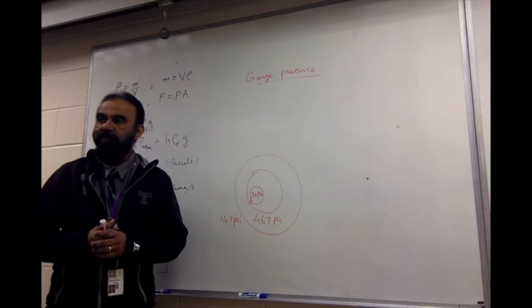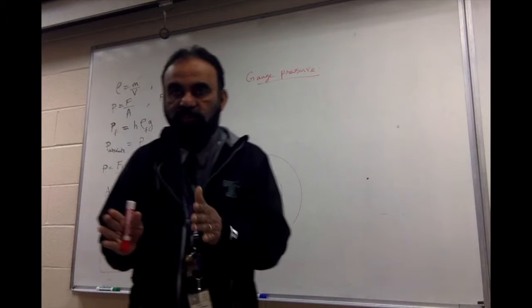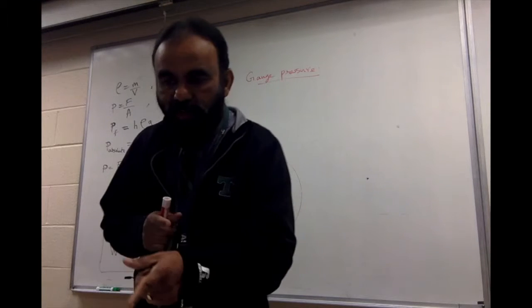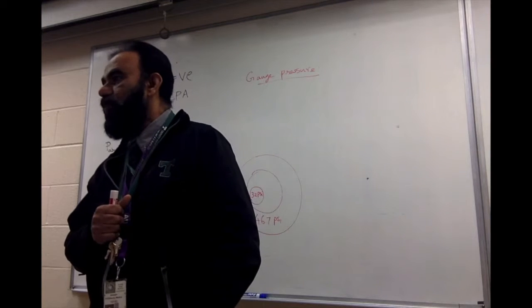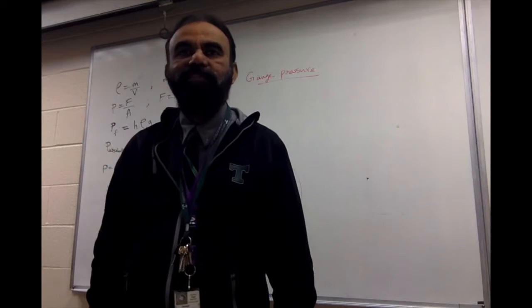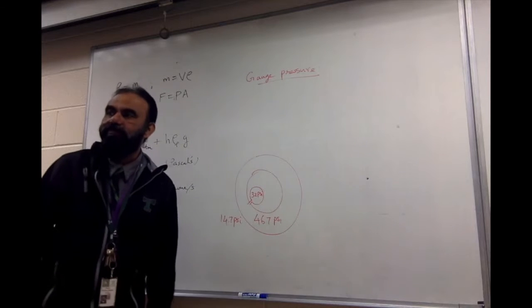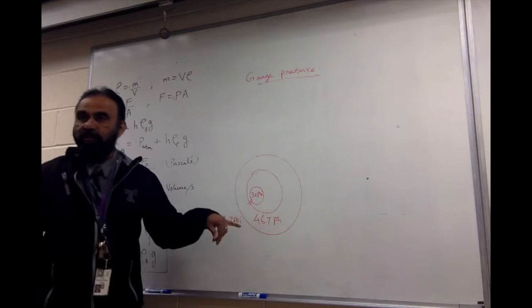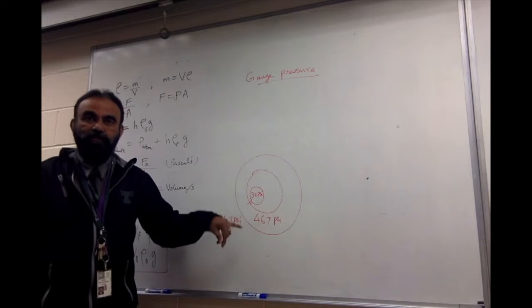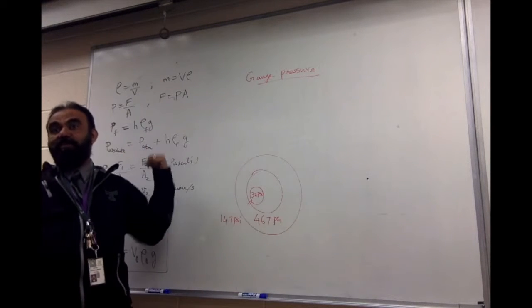Make sense? So what does the gauge do? This is what the gauge does. As soon as you connect it to the tire, it looks inside the tire and says, okay, I see 46.7. What's outside? It's 14.7. Let me tell the difference. That's why it's reading the gauge pressure, which is the pressure inside minus the pressure outside.